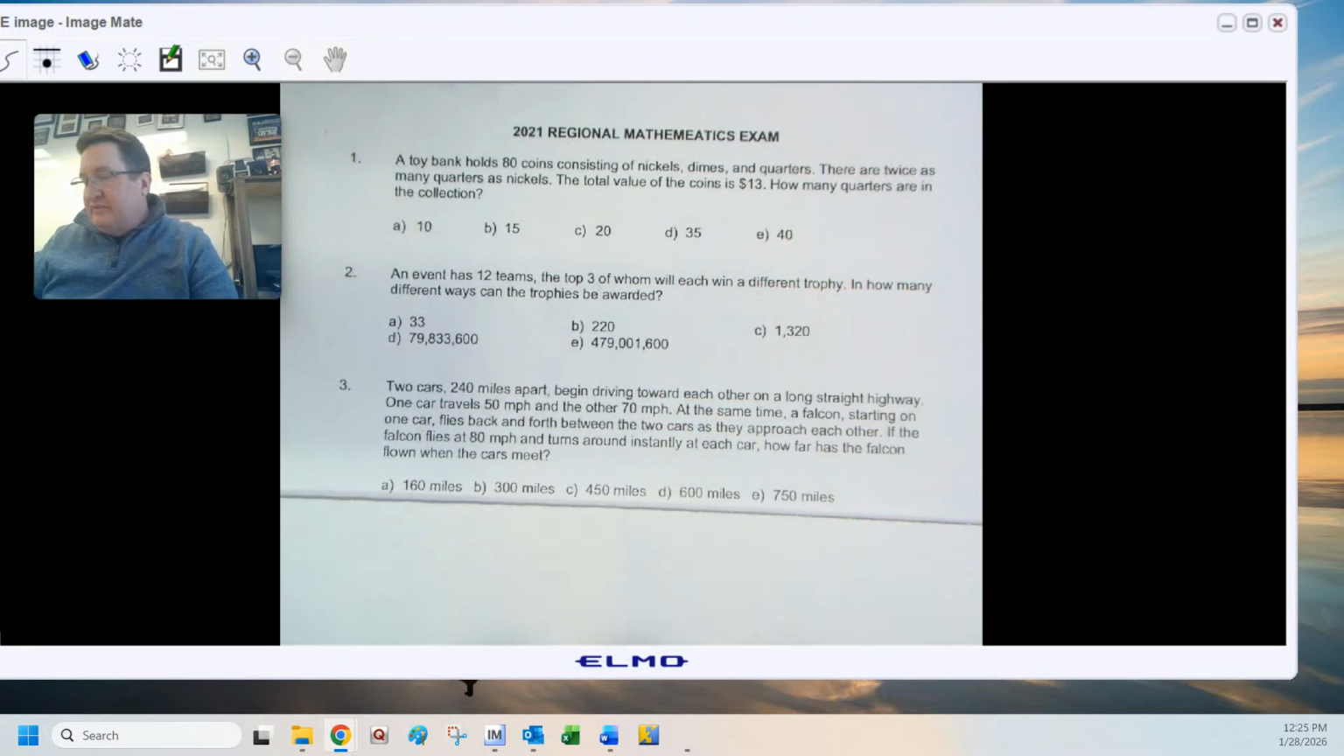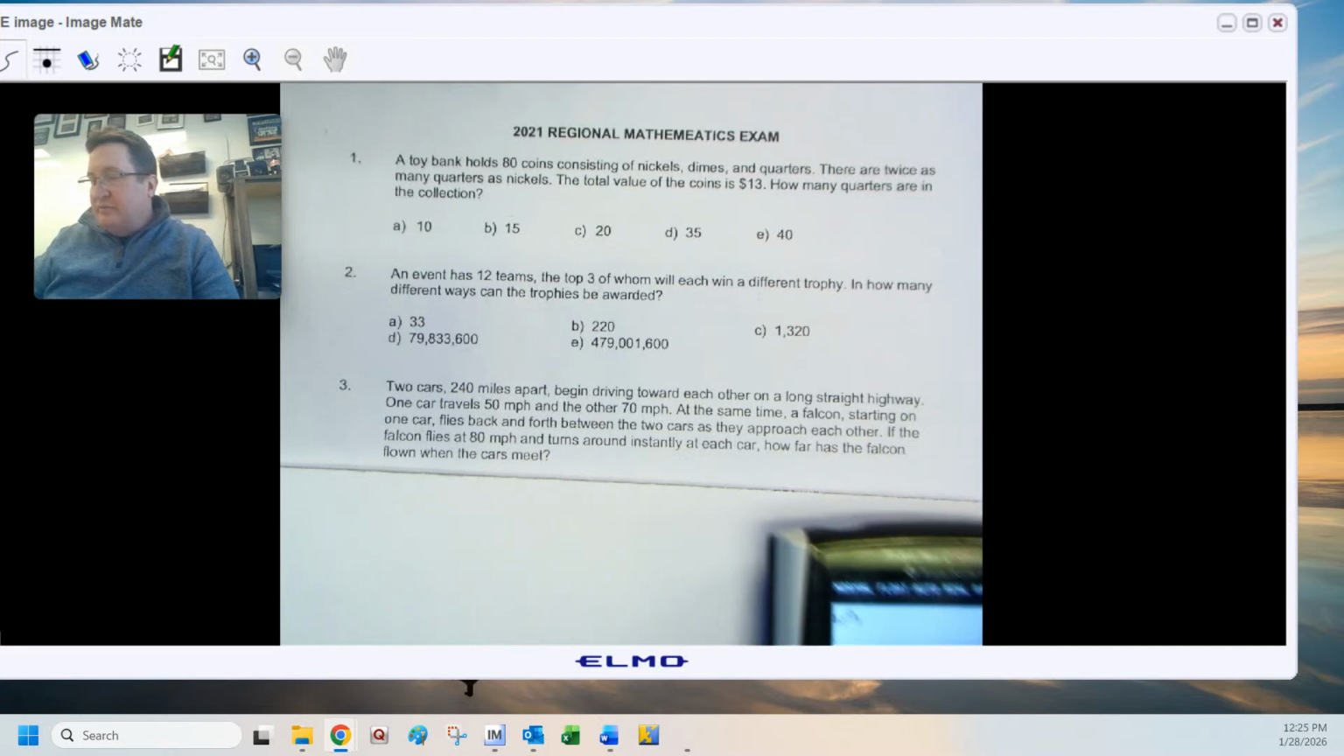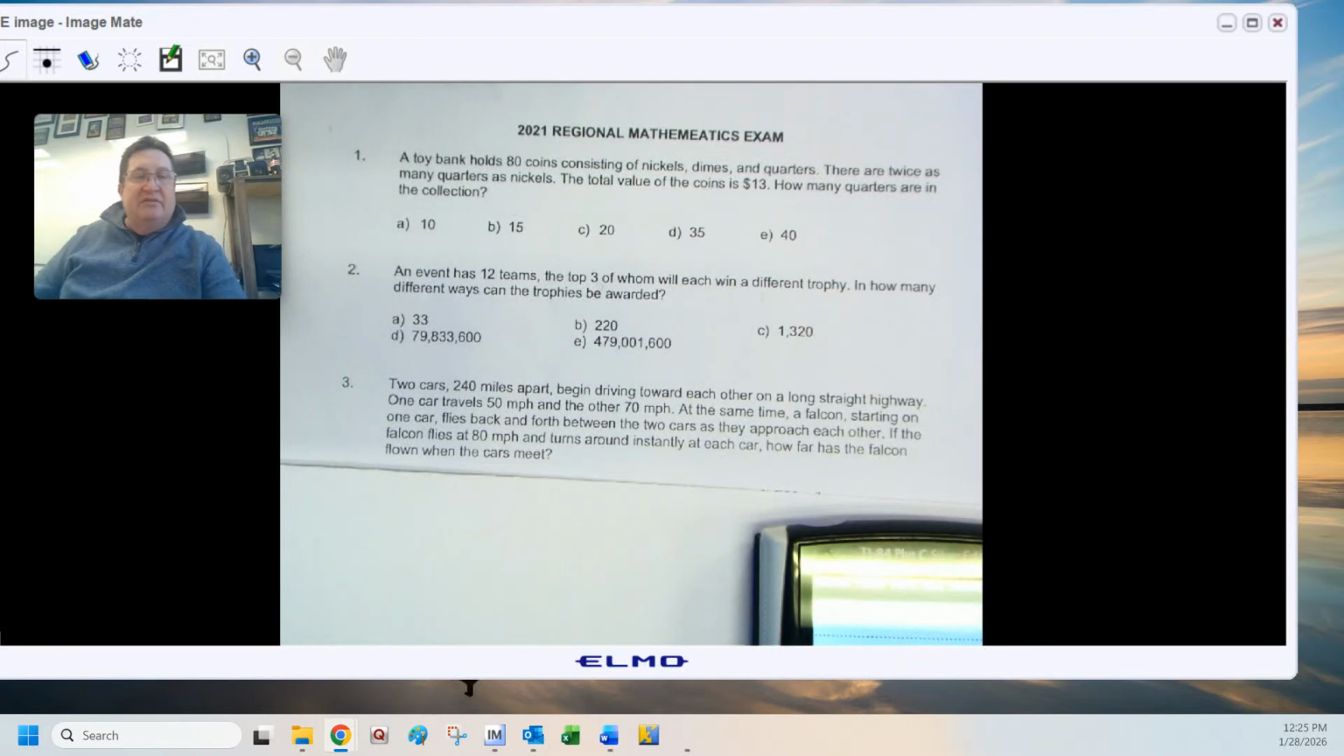Question 3 says that 2 cars are 240 miles apart, and they begin driving toward each other on a long straight highway. One car travels 50 miles an hour and the other 70. At the same time, a falcon starting on one car flies back and forth between the 2 cars as they approach each other. If the falcon flies at 80 miles an hour and turns around instantly at each car, how far has the falcon flown?